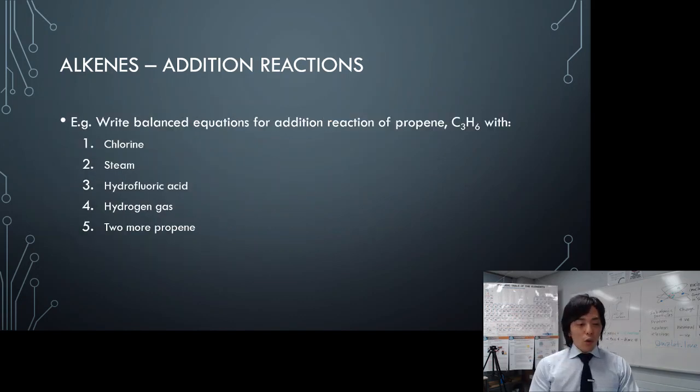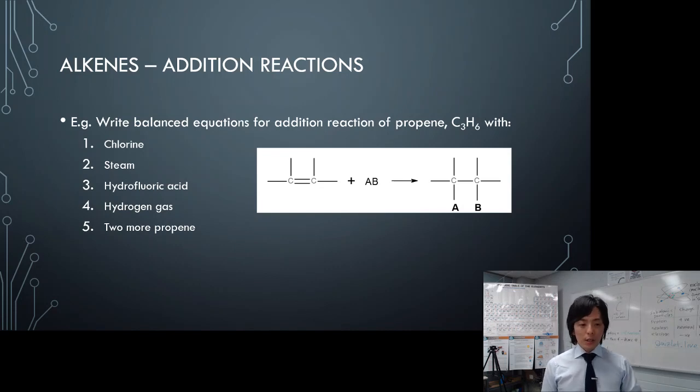Now I would like you to try doing this. I would like you to try doing some addition reactions with propene C3H6. So what you have to use is this formula. The diagram is showing ethene. You have to use propene here, okay? 3 carbons. In the position of AB, you replace that with chlorine, steam, hydrochloric acid, hydrofluoric acid, hydrogen gas, as well as 2 more propenes, or 3 propenes reacting together to form a polymer. Try drawing them.